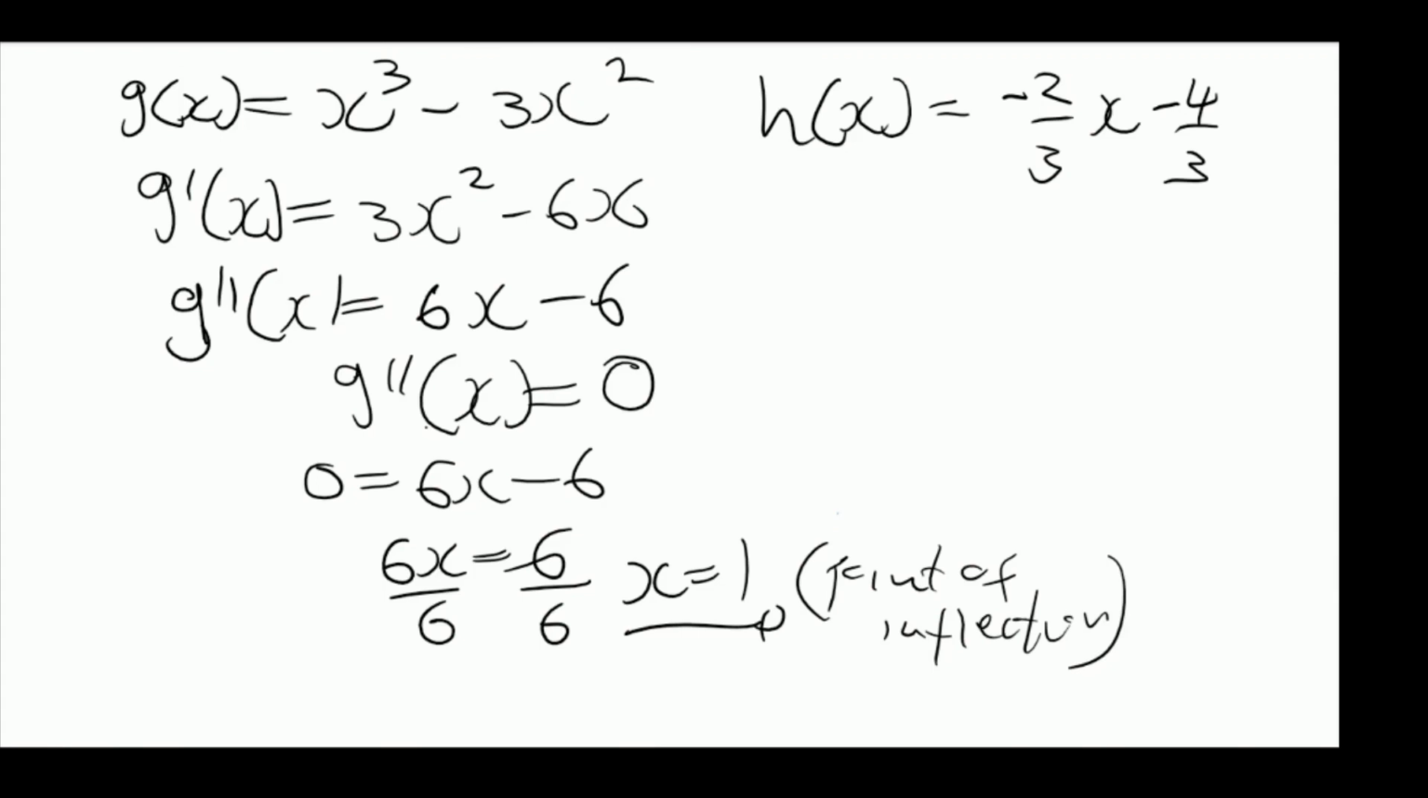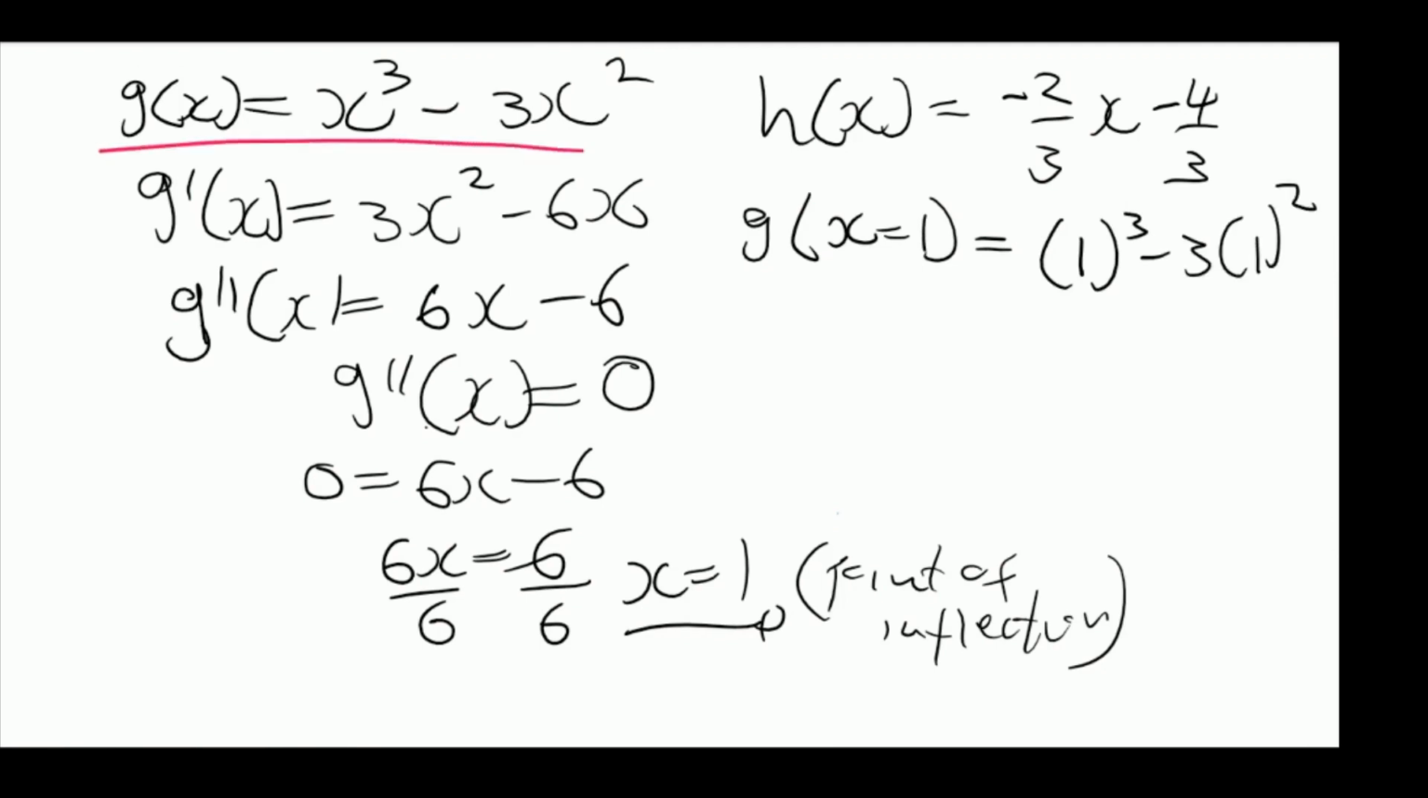So we want to know whether the graph of g of x intersects the graph of h of x at this point of inflection. So now we're going to substitute x into g of x. So g of 1 is equal to 1 cubed minus 3 into 1 squared. So we are substituting the x value in the original equation of g of x, right? Which is what we did here. The answer that you should get is minus 2. So this is the solution of y when you substitute x equal to 1.